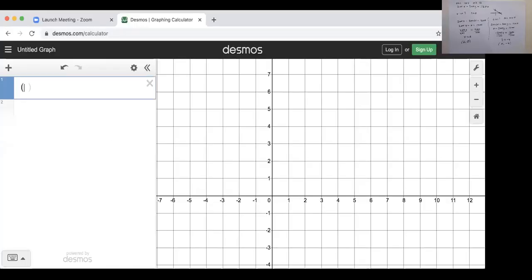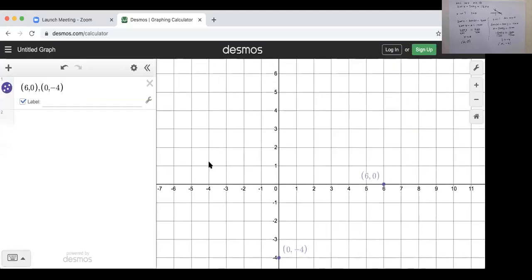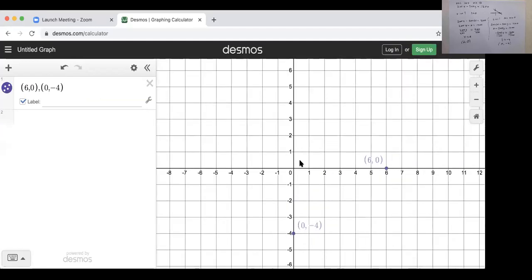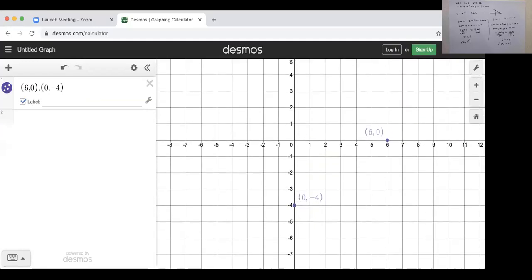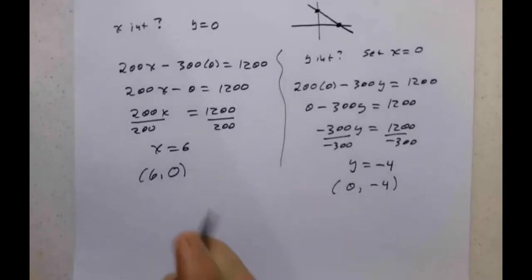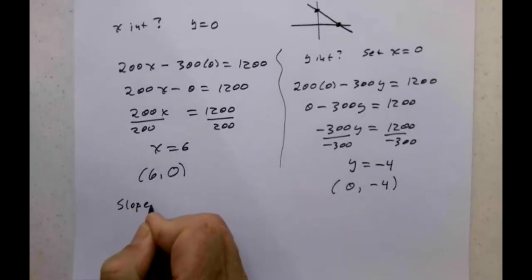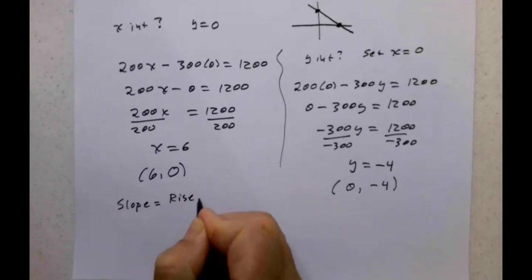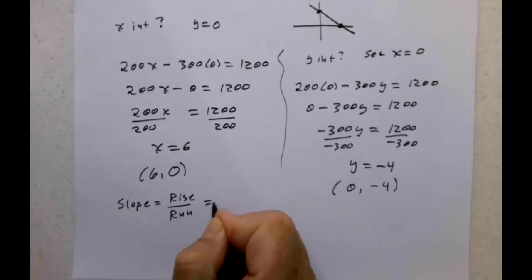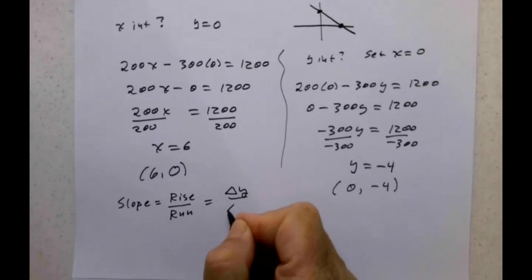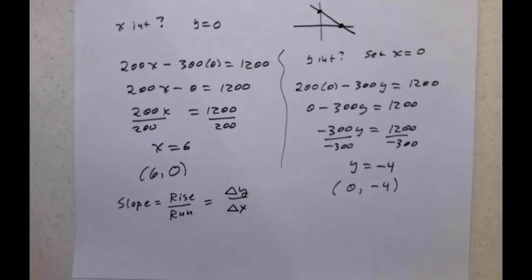So we have 6, 0 is the x-intercept. We have 0, negative 4 is the y-intercept. And we would like to determine the slope. So what do we know about slope? Slope is rise over run. Rise is change in y over change in x. That's how we want to think about it.